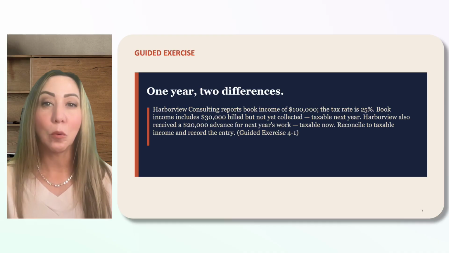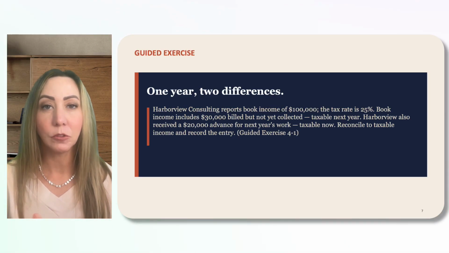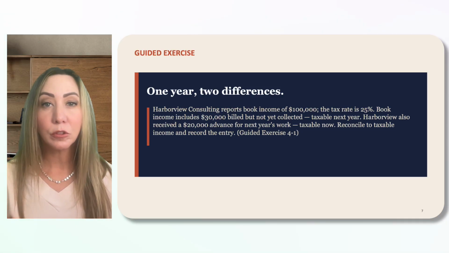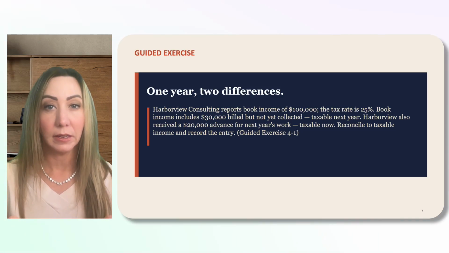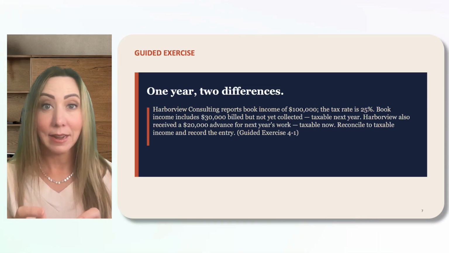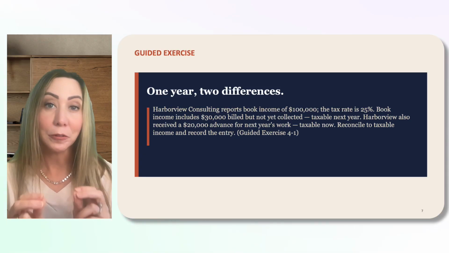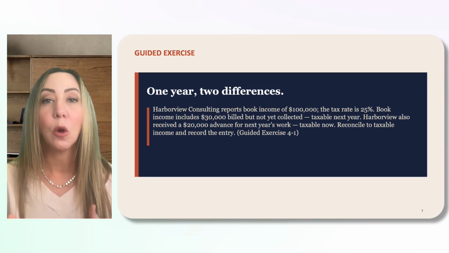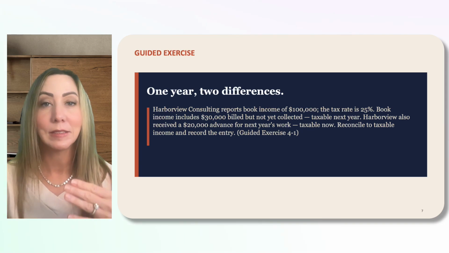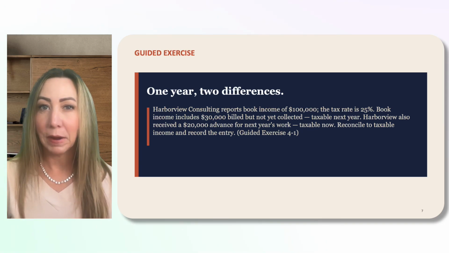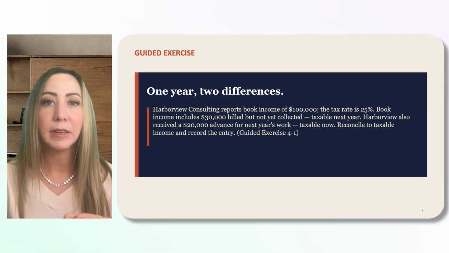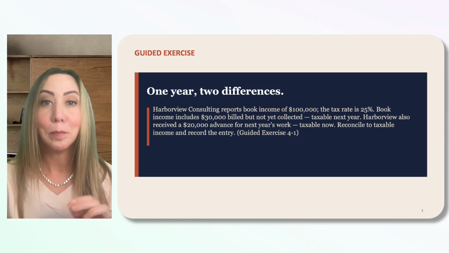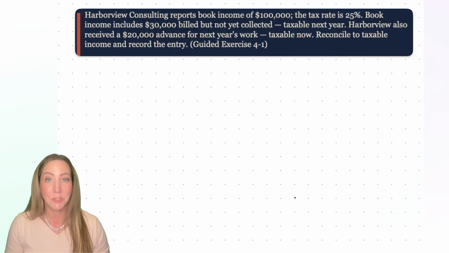Here we have a company that's reported book income of $100,000 and faces a 25% tax rate. Two wrinkles. Book income includes $30,000 billed to a client but not yet collected. The IRS is going to tax that next year when the cash arrives. And Harborview, this company, has also collected a $20,000 advance for work it's going to perform next year, which the IRS taxes now. Let's work through it by starting with book income and figuring out what taxable income is, then building our journal entry.